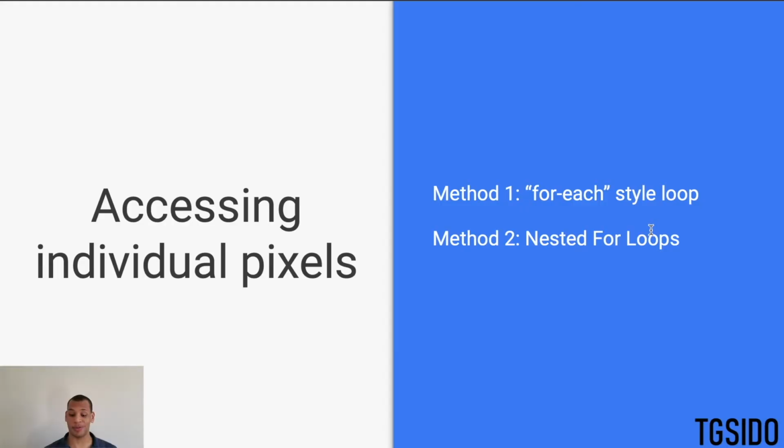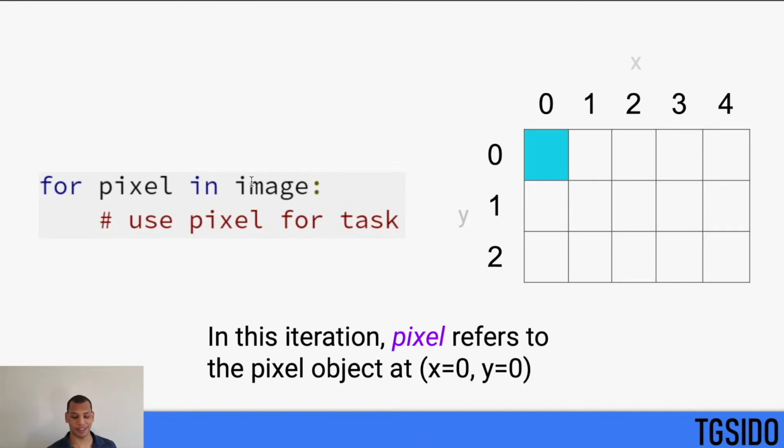And now for accessing individual pixels. Method 1, we can use a for each style loop. Method 2, we can use nested for loops. So for method 1, for pixel in image, and down here we have a comment for the body of the loop to say use the pixel for a task. In the first iteration, pixel is going to refer to the pixel object at x is equal to 0 and y is equal to 0.